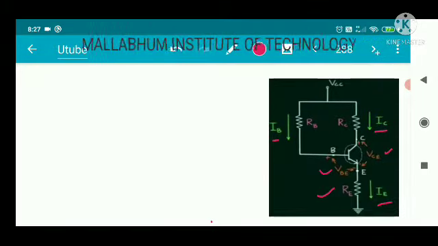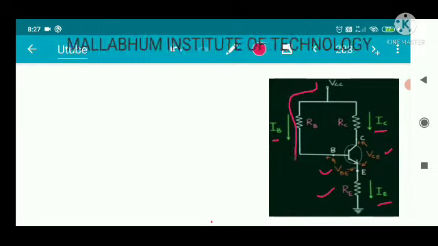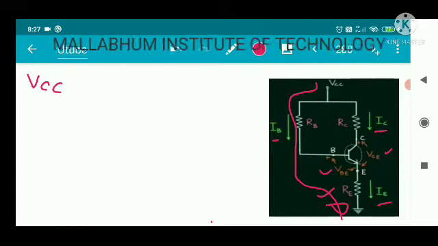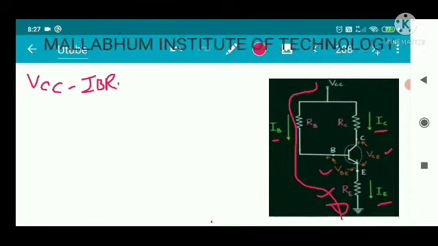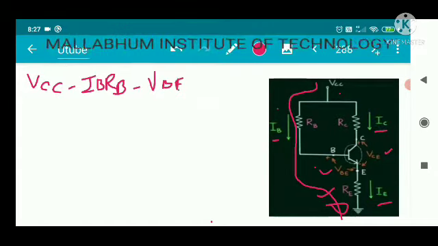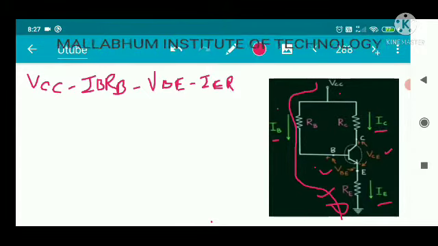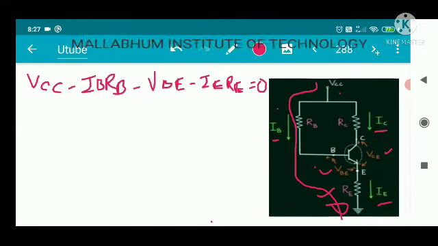Okay, so the input loop, if we apply the KVL in this way, your KVL will be VCC minus IBRB, next VBE, next IERE. So VCC minus IBRB minus VBE minus IERE will be equal to 0 volt.